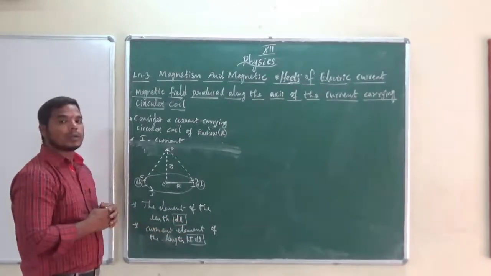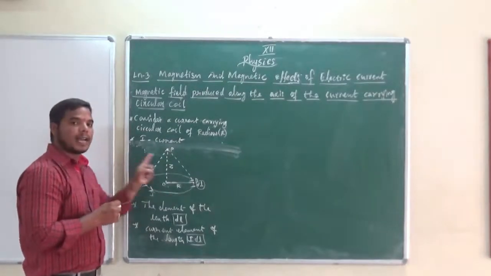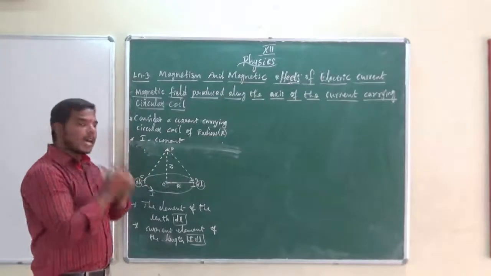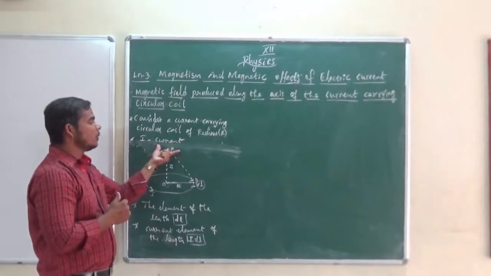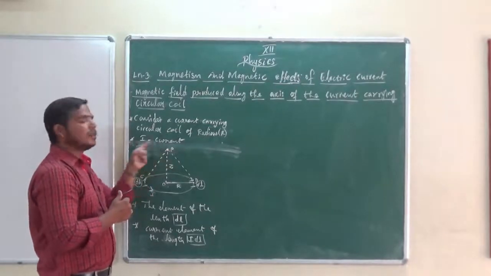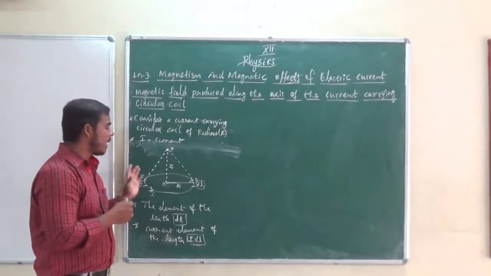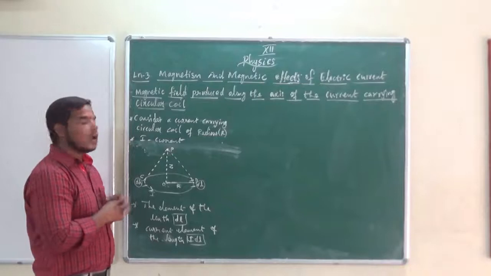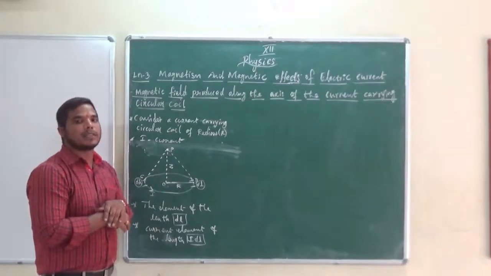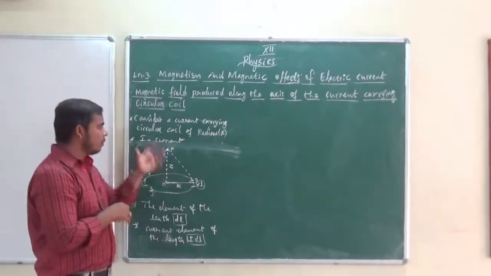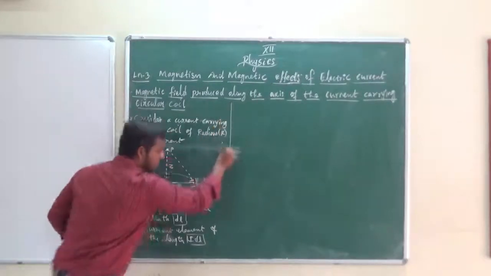Our aim is to find the magnetic field of the circular coil. Already I informed you we can't directly find the magnetic field around the circular coil. That's why we have to assume the point P. First we have to find the magnetic field at the point P, then calculate the magnetic field around the circular coil. In our previous class we discussed one law, the Biot and Savart law. Use the Biot and Savart law to find the magnetic induction at the point P.